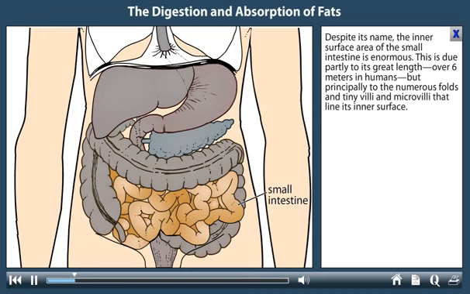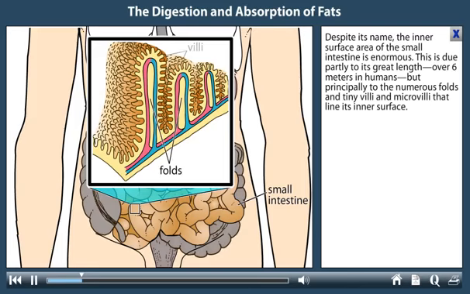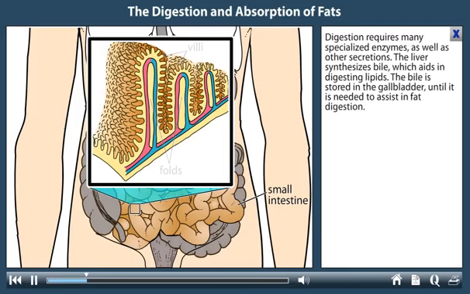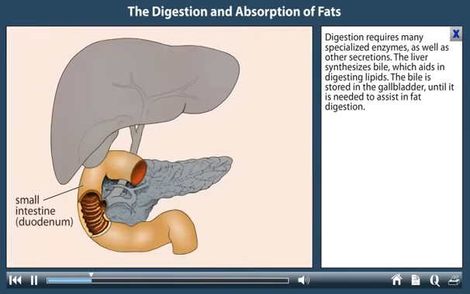This is due partly to its great length, over 6 meters in humans, but principally to the numerous folds and tiny villi and microvilli that line its inner surface. Digestion requires many specialized enzymes as well as other secretions.